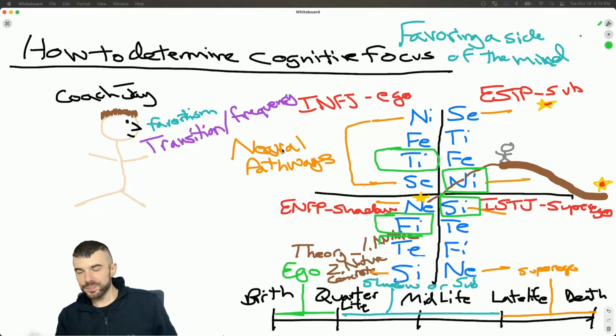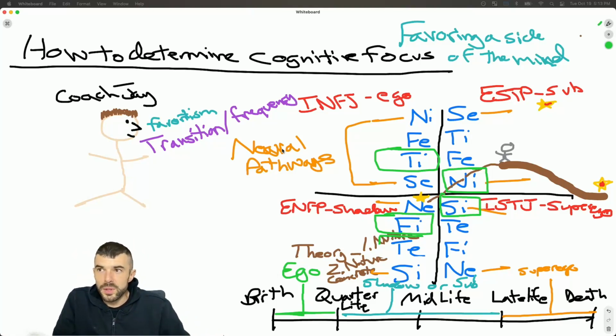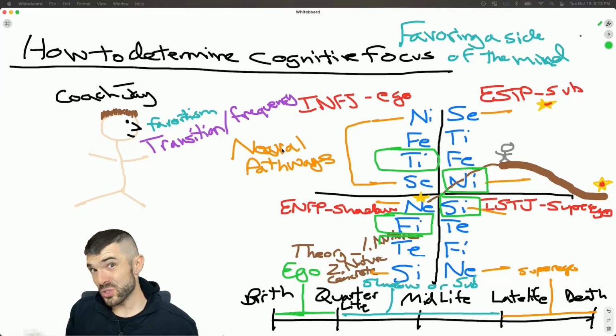So cognitive focus basically is which function, in which side of the mind, is the most prevalent, the most favored. Now, if you'll notice something within this INFJ example, notice how all of the functions that it is being led with are introverted.